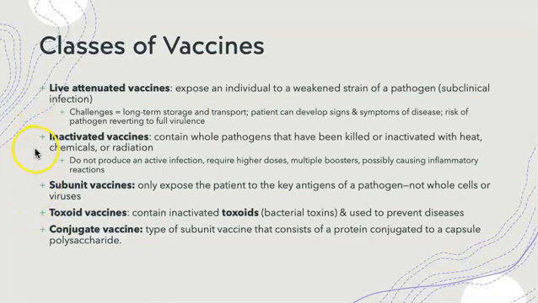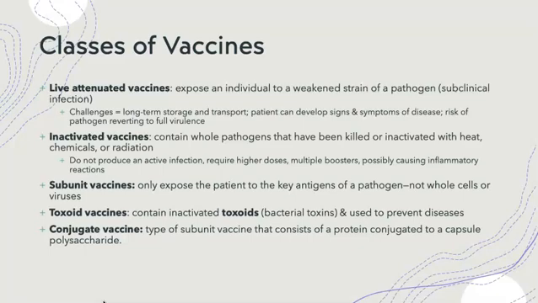Then we have our inactivated vaccines. This contains the whole pathogen, but the pathogen has been killed or inactivated with heat, chemicals, or radiation. These types of vaccines only involve stimulating our humoral immunity, so we will need higher doses or multiple boosters after the initial vaccination, which can cause some inflammatory reactions in the site of the injection. What's good is that we can have these vaccines being stored long term, they're easily transported, and there's no risk of causing a severe reaction.